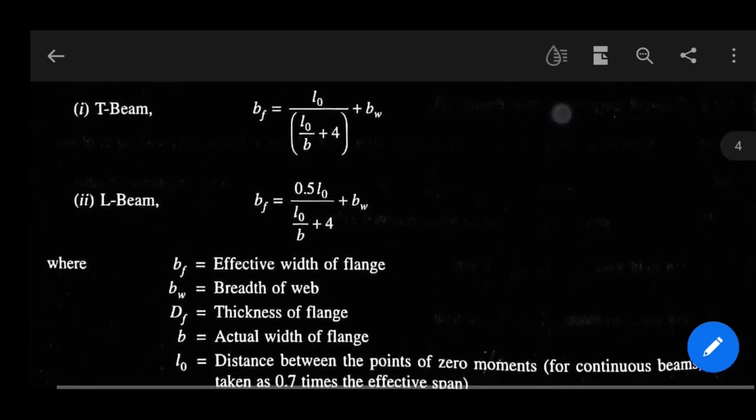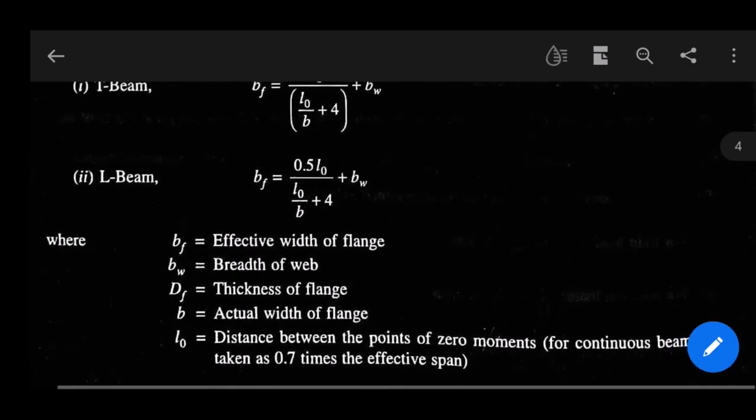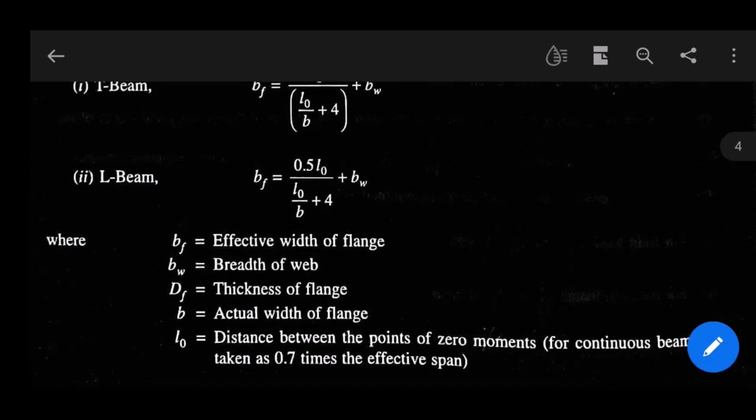So again, I would like to discuss the terminologies. BF is the effective width of flange. BW is the breadth or width of web. Capital DF is the thickness of flange. Small b is the actual width of flange.